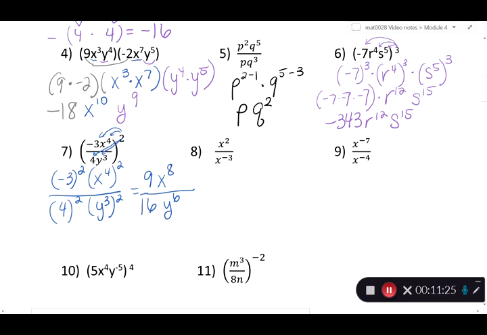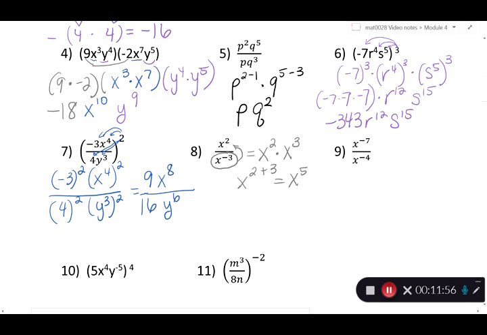X squared over x to the -3. First thing you want to do is get positive exponents. So hopefully you remember that if I have an x to the -3, I need to move it across the division bar to make it positive. So I have an x squared on top times x cubed. And now when I multiply with the same base, I add my exponents. So I get x to the 2 plus 3, which equals x to the 5th.